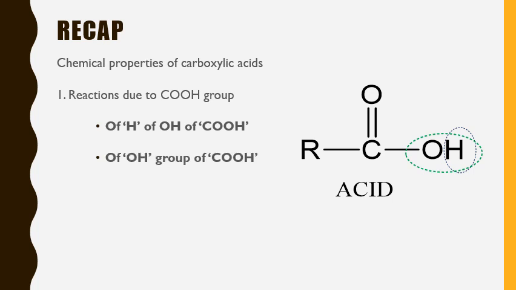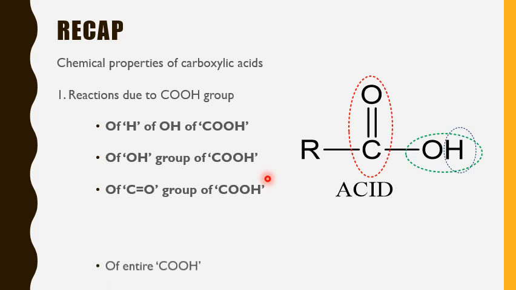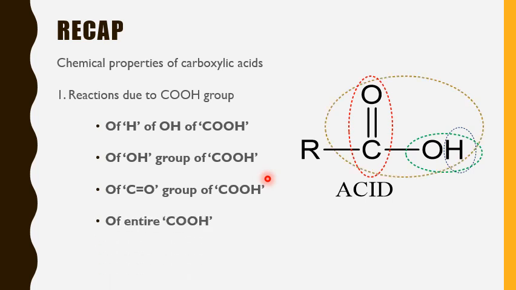and the reactions which involve CO of COOH, the carbonyl group, and finally the reactions which involve the entire COOH. Okay, the reactions of H of OH, which means the acidic character. Here I have shown only the involvement of hydrogen in the blue circle, and the reactions due to the hydroxyl group OH, hence only the OH group is involved, which is enclosed in the green circle, and then the reactions of CO, the carbonyl group, which is enclosed in the red circle, and the entire group you can see that it is enclosed in the brown circle.